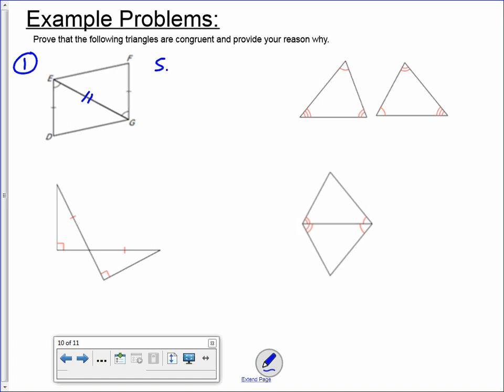I see that we have 2 sets of congruent sides and a set of congruent angles. So I have 2 S's and an A. Now the only one that pops into my mind that could work is SAS, side, angle, side. But now I have to check, does it go in that order? It goes side, the next angle, and then the next side. And it's SAS in both triangles. So I can say, yes, these 2 triangles are congruent by side, angle, side.